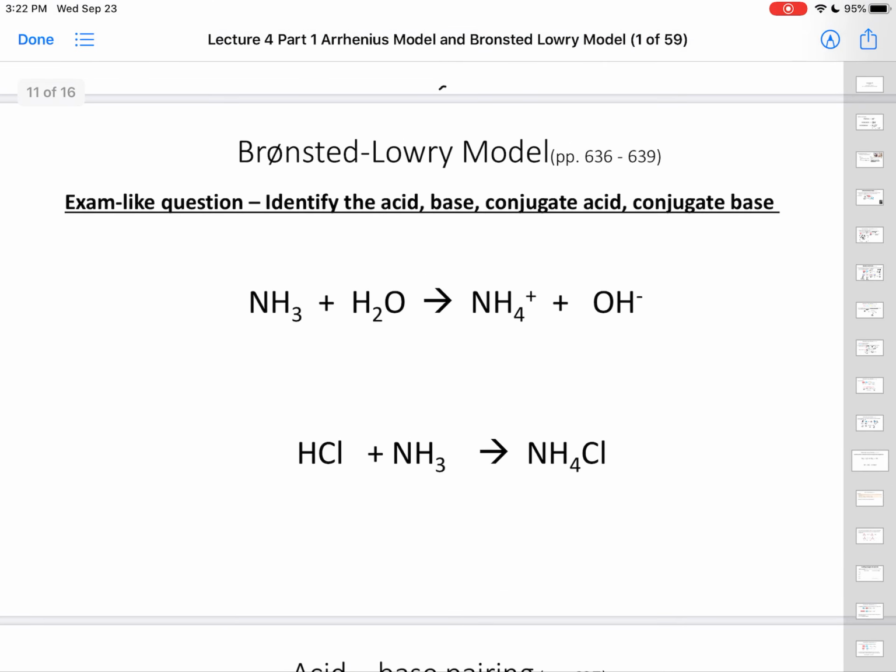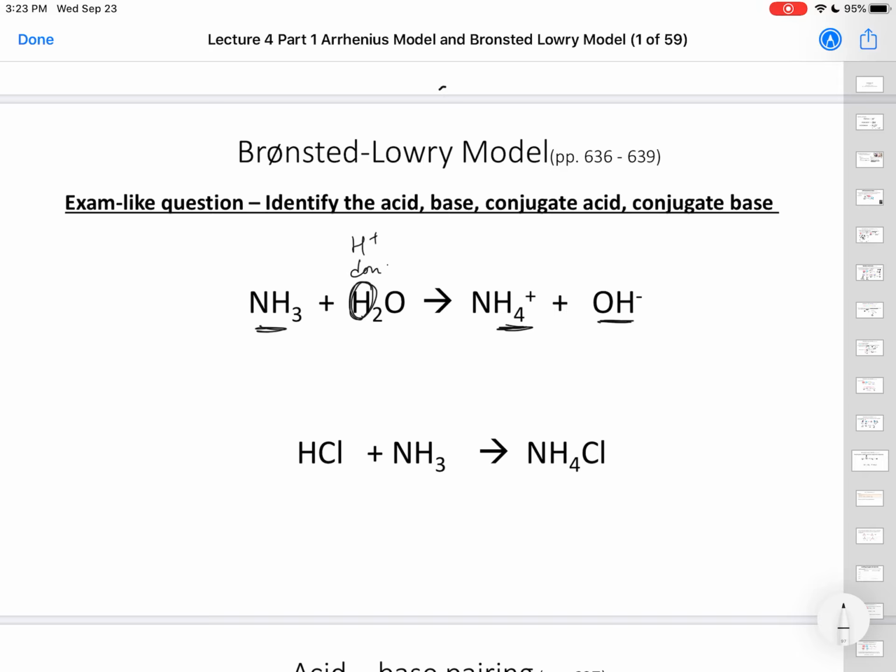All right, another exam-like question is again to identify the acid, base, conjugate acid, and conjugate base. So these are great multiple choice questions. I could say, given the reaction below, what is the acid, or what is the conjugate acid, etc. So for example, NH3 reacts with water to form NH4 plus and OH minus. Let's keep track of what is happening here. One of the hydrogens is going onto the NH3 to form NH4 plus, and because the water is losing one of the hydrogens, it forms OH minus.